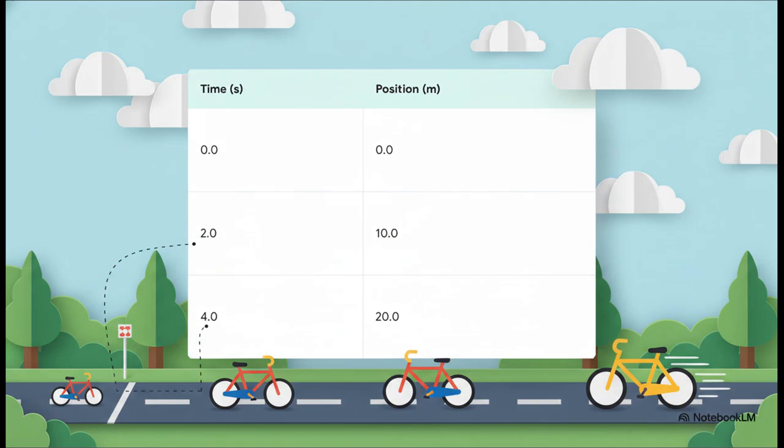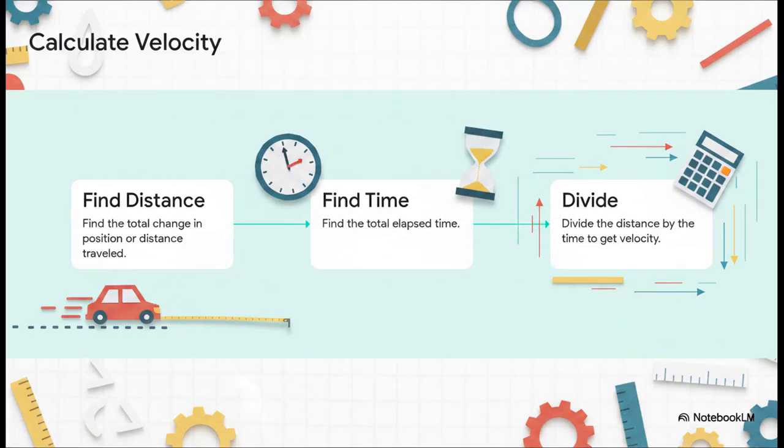Let's look at how we can put some actual numbers to this idea. Here's a simple set of data from our imaginary cyclist moving smoothly down the street. At 0 seconds, they're at 0 meters, which is our origin. After 2 seconds, they've traveled 10 meters. After 4 seconds, they're at 20 meters. You can see pretty intuitively here that they're moving at a nice, steady pace, covering the exact same amount of ground every 2 seconds. Let's actually calculate what that pace is.